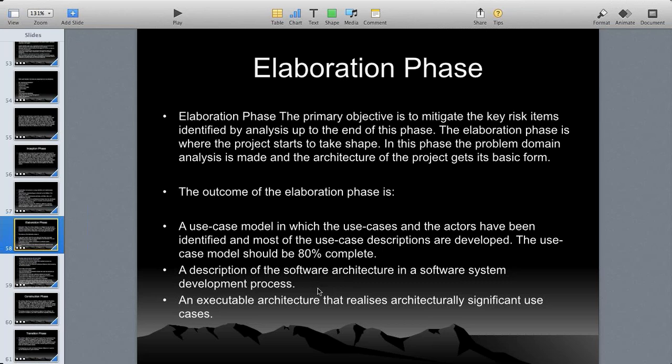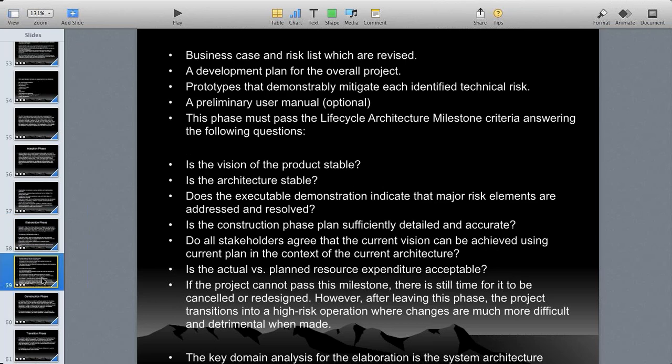Okay, description of the software architecture in a software system development process. An executable architecture that realizes architecture significant use cases. Business case and risk lists which are revised. A development plan for the overall project. Prototypes that demonstrably mitigate each identified technical risk. A preliminary user manual. It's optional, okay? So that means prepare a list, write everything on a wireframe, explain it.